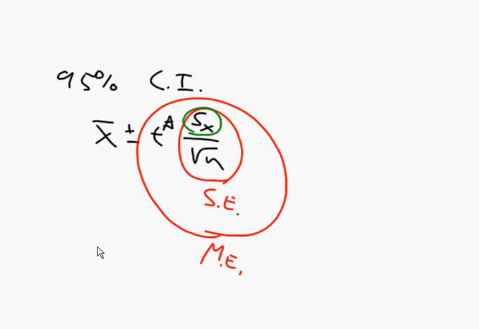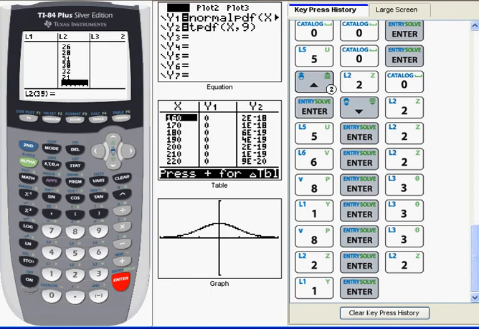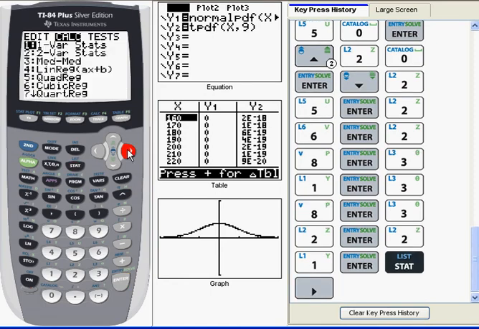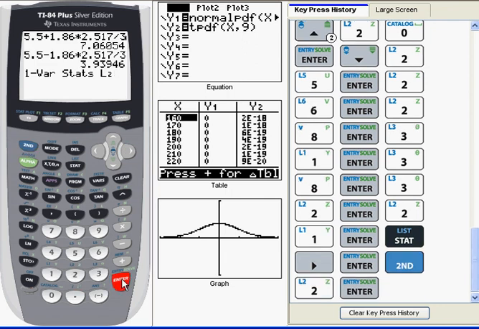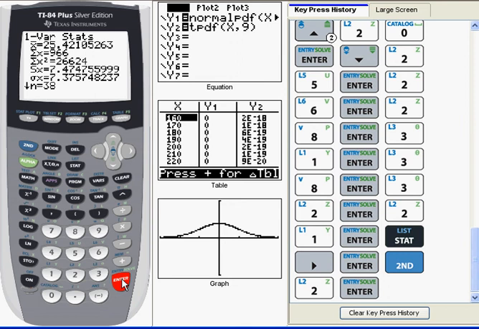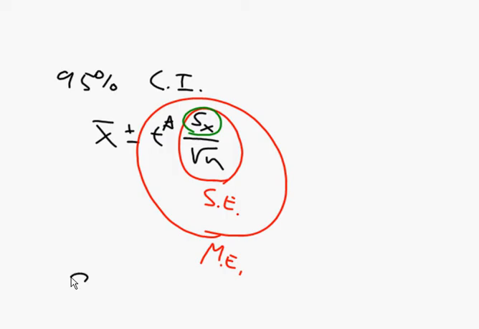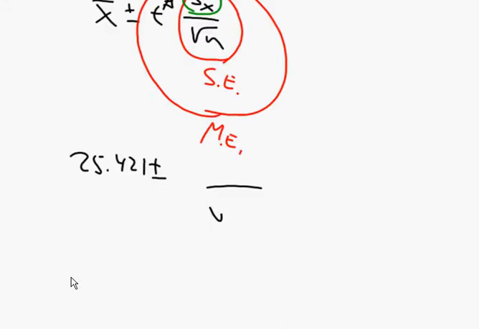So here's all the data in the calculator. There it is. And what we're going to do is we're going to do stat, calculate, one variable statistics, in my case, list 2. All right, we hit enter. We get an x bar of 25.421, so we're going to go write that down. 25.421 plus or minus. Now t star I don't know yet. Square root of n I don't know yet. And S of x I don't know yet. So let's go see what we got.